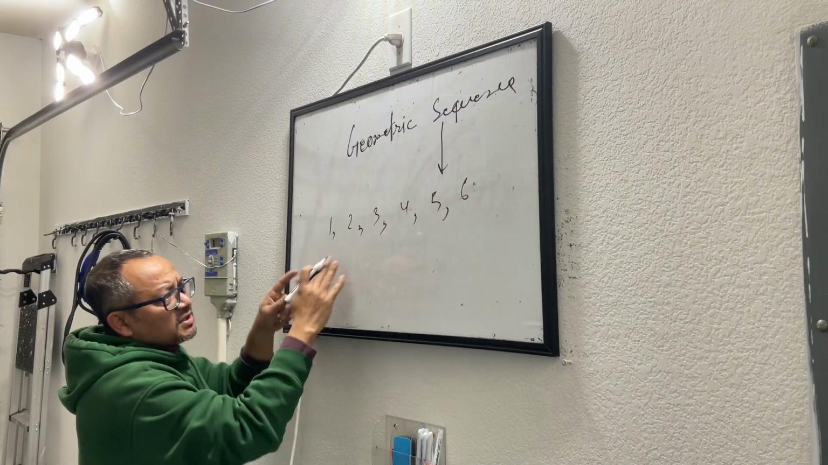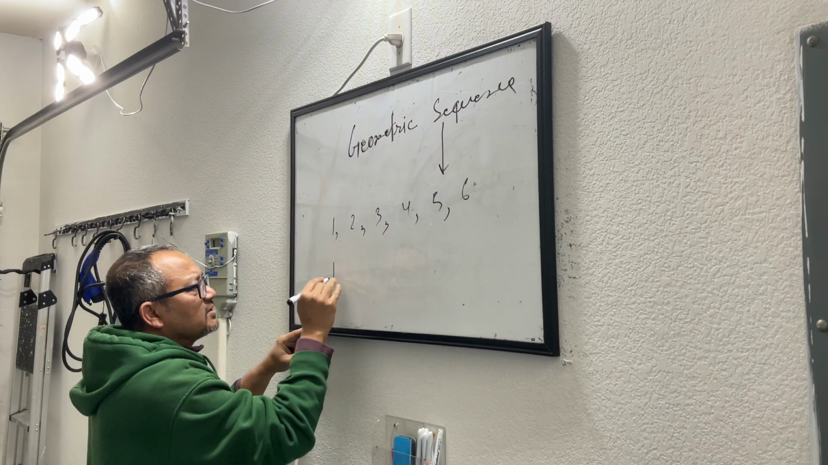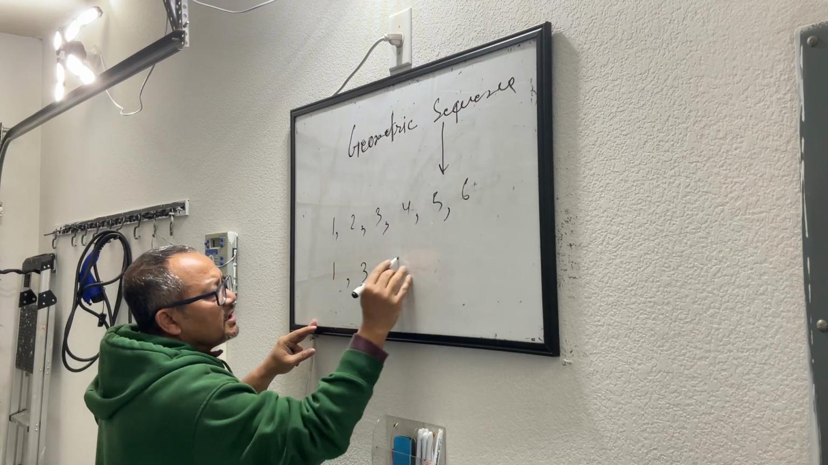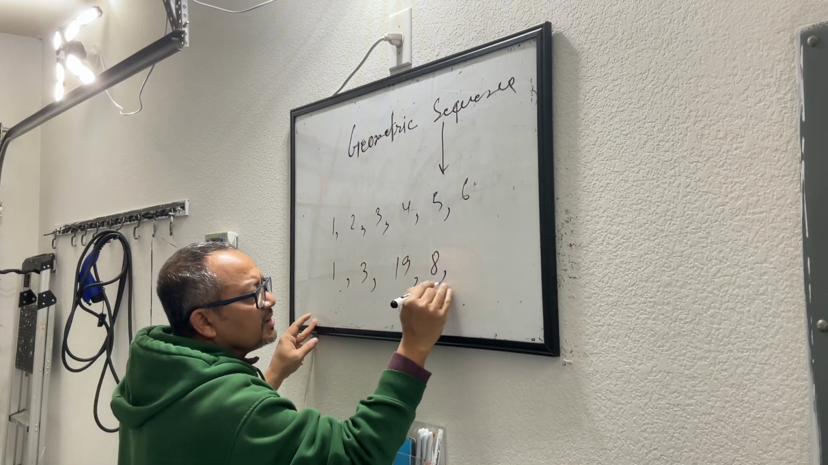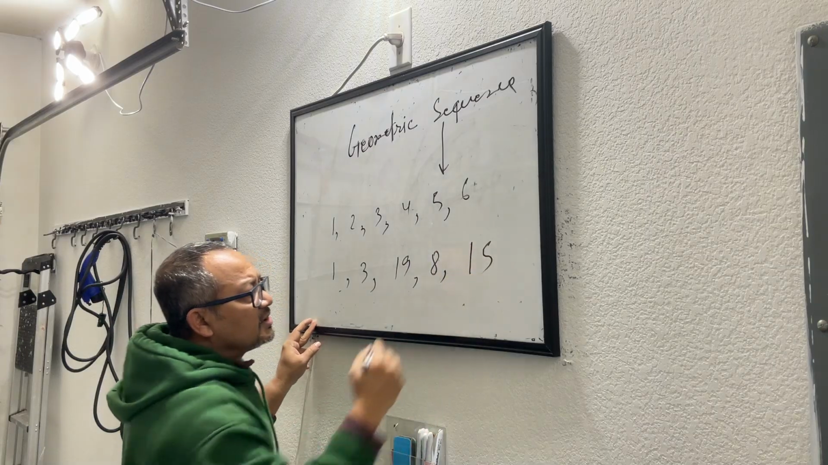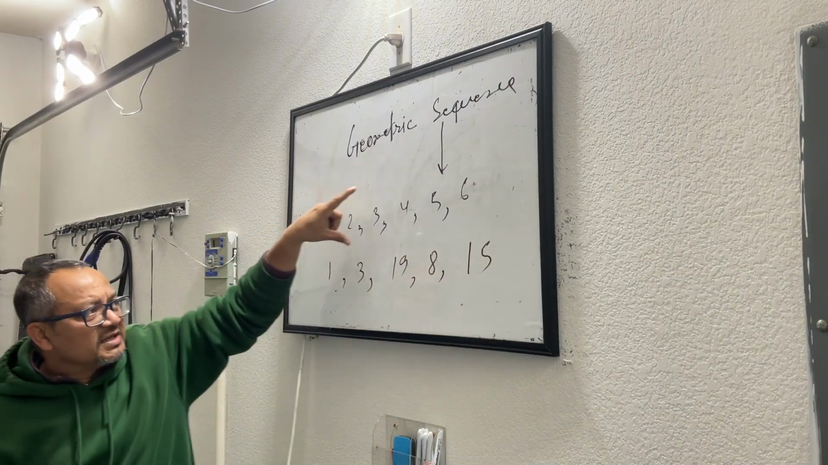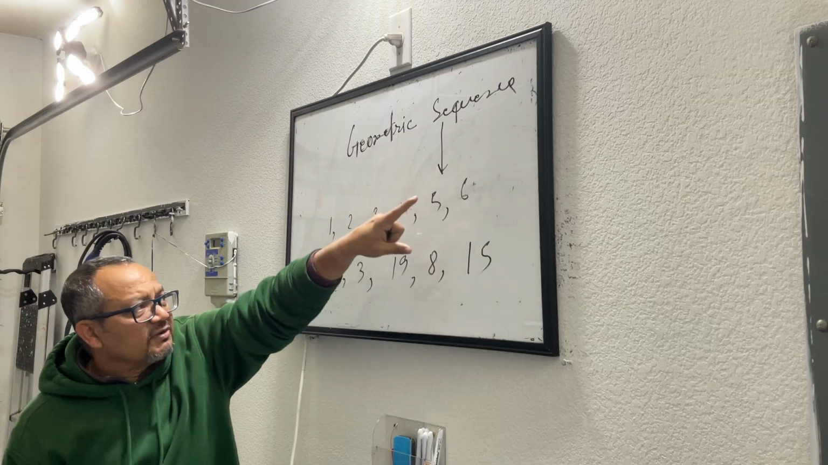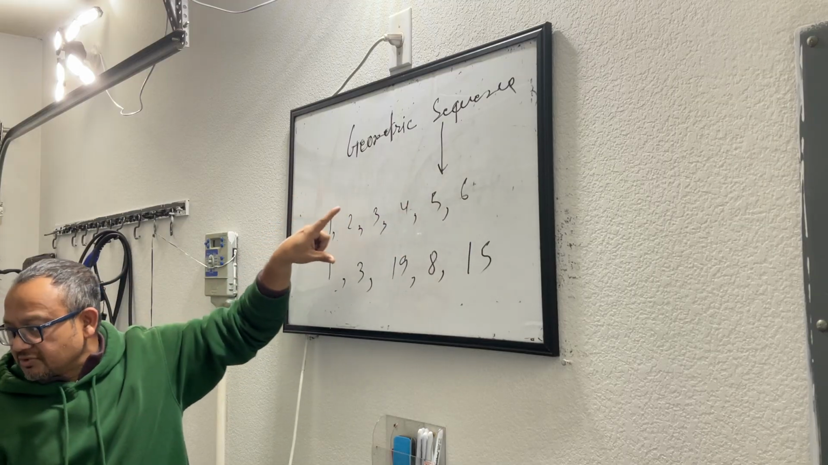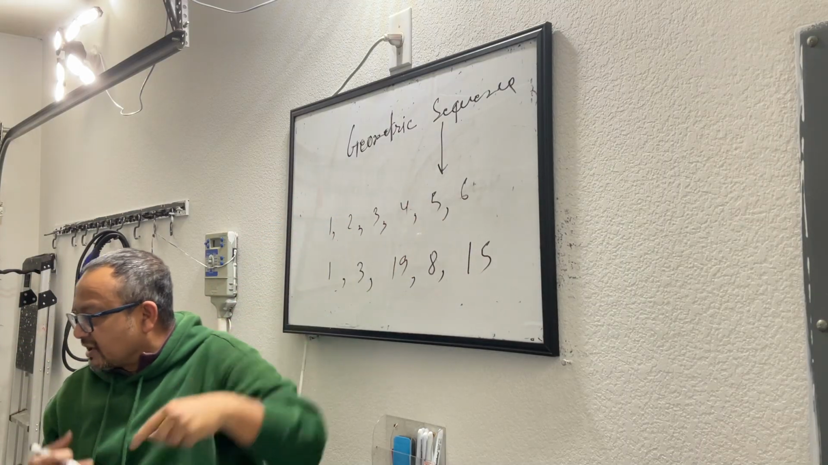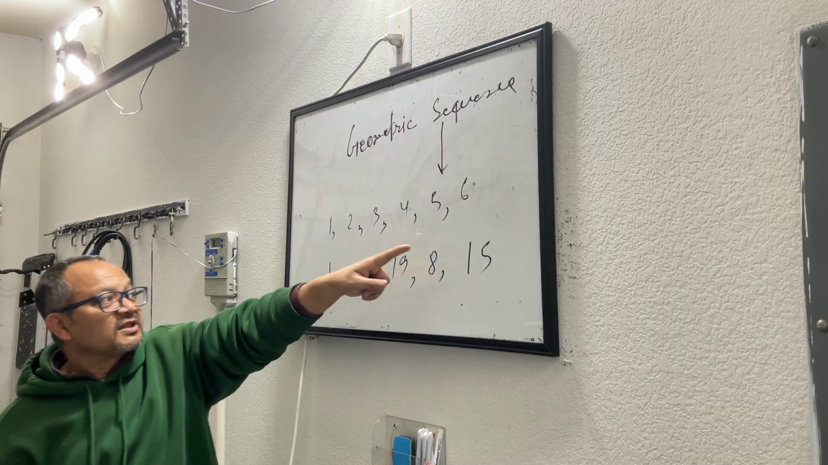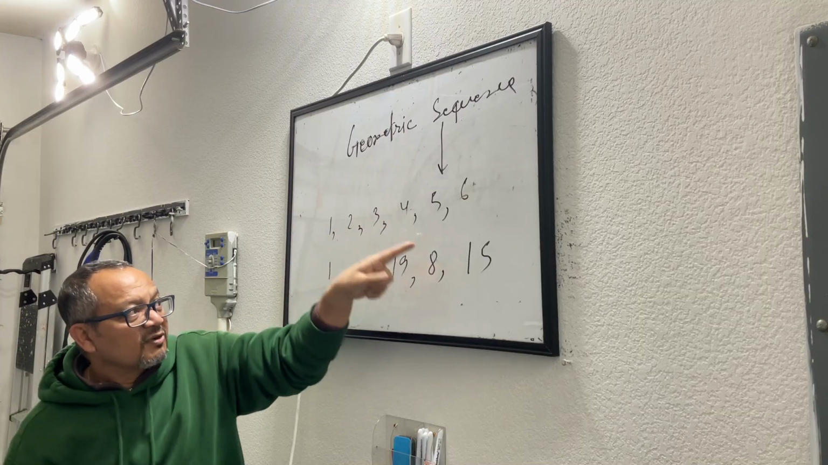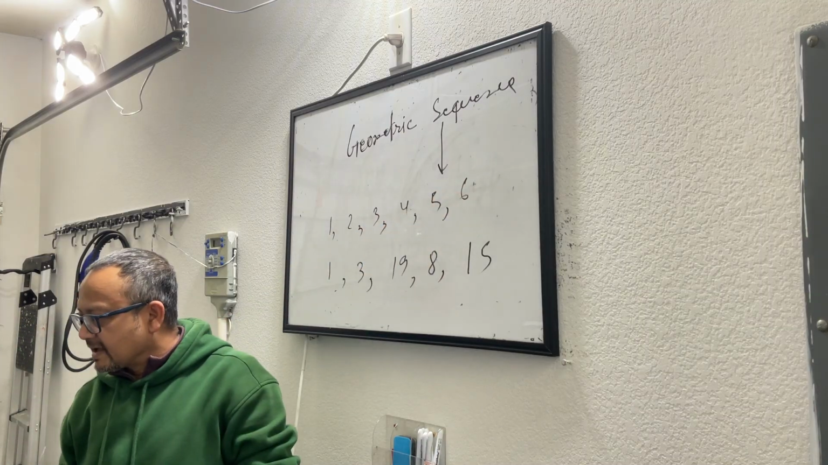If I give you 6 numbers here versus 1, 3, 19, 8, 15. If you look at this series of numbers, there's some sequence, some pattern that you see here. 1, 2, 3, 4. It's increasing in a certain way, in a predictable way. If somebody says what will be the 7th number, you will say okay, everything is increasing by 1, so the next number will be 7.